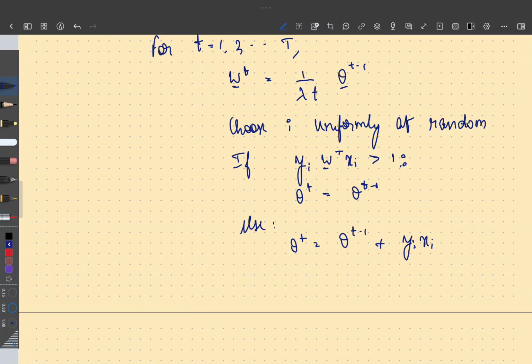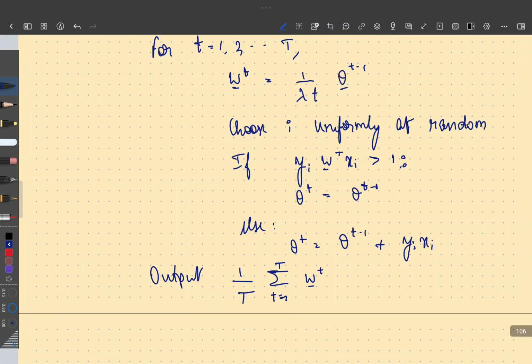So this would be plus y_i x_i. Okay, and that's it. So at the end, output 1 over T, the sum over 1 to T of w_t.